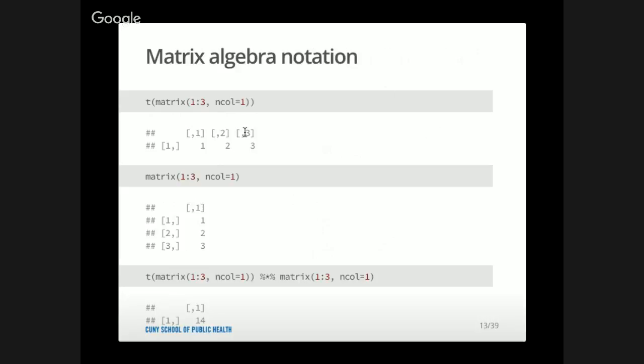So just to show you what these actually look like, the transpose and the non-transpose, here is a matrix with just the integers 1 to 3 and 1 column. The lowercase t is that transpose that you saw on the previous pages, and all this does is take a 1-column matrix and turn it into a 1-row matrix. So here's the matrix on its own, and here's the transpose of the matrix. So nothing fancy.